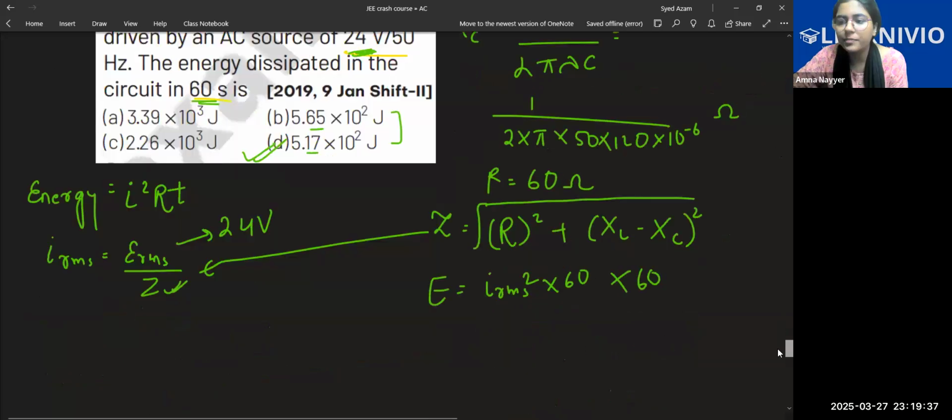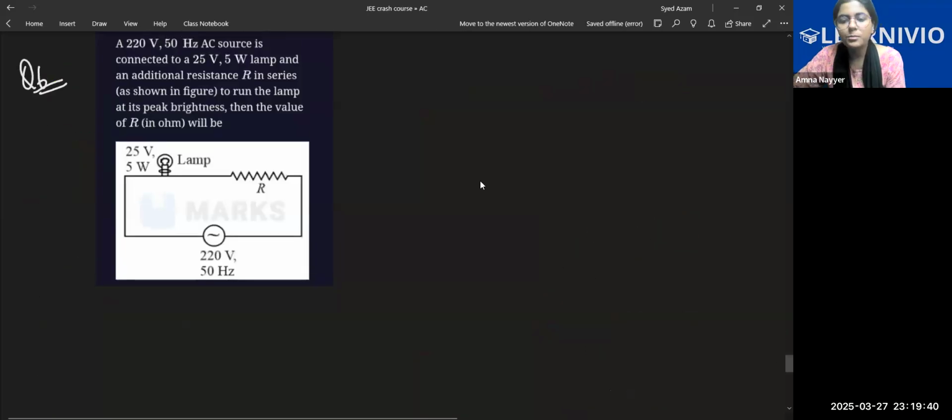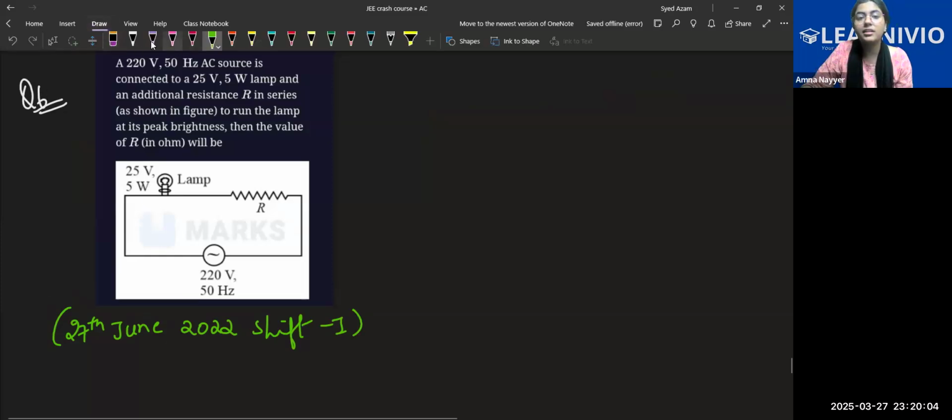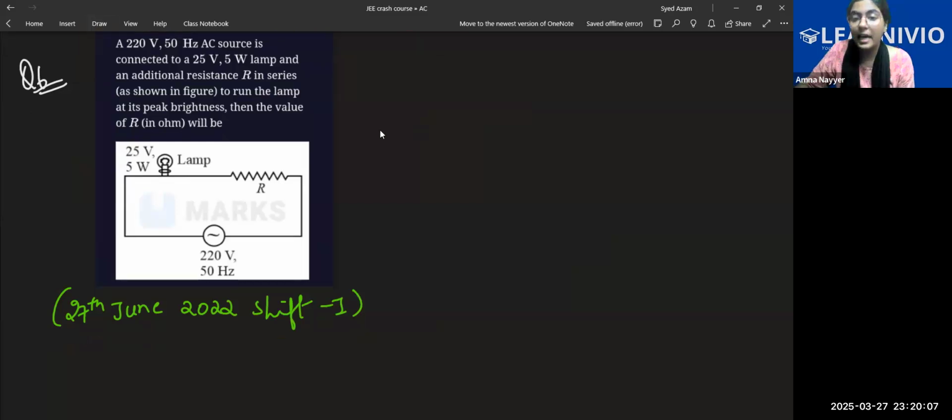So let's come to the last question for today. This question is from your 27th June 2022, first shift. It says a 220 volt, 50 hertz AC source is connected to a 25 volt, 5 watt lamp. If you have studied current electricity properly and revised it, you won't have difficulty in such kinds of questions. We have practiced these a lot there.